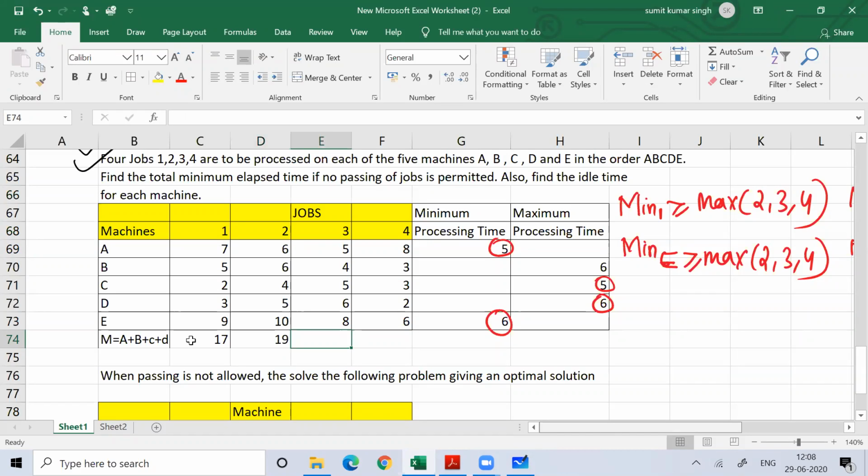Okay, similarly I can do this. No, this is 6 plus 6, 12, 12 plus 4, 16, 16 plus 5, 21. Similarly, 9, 9 plus 5, 14, 14 plus 6, 20. Similarly, 8 plus 3 plus 3 plus 2 is 16.